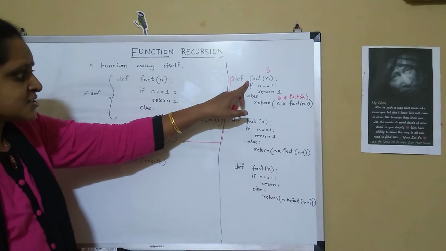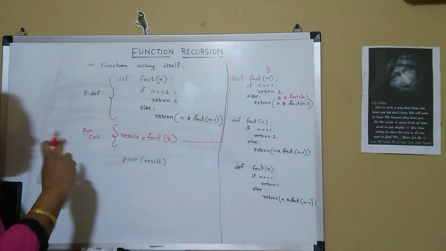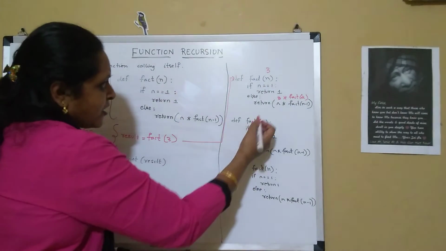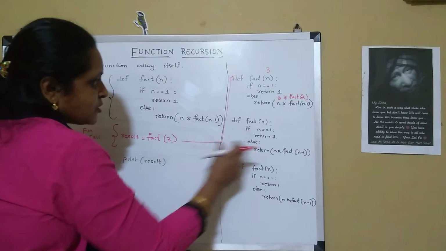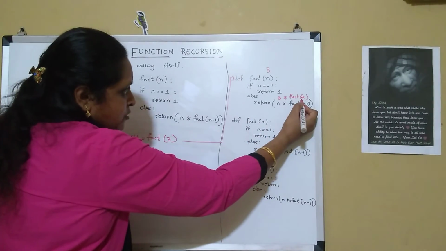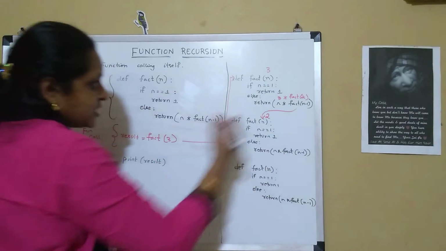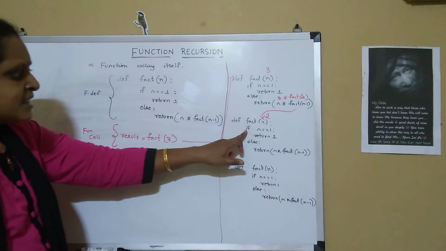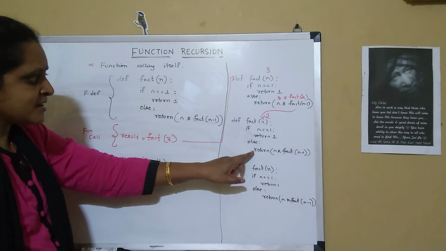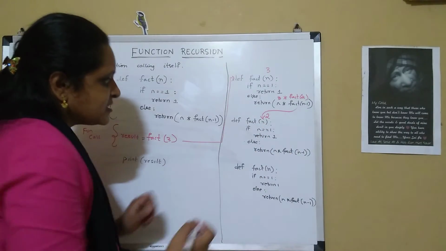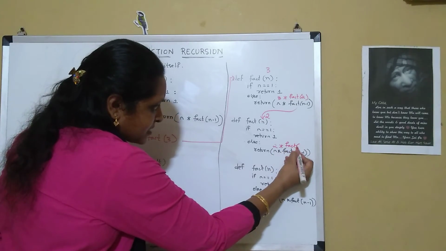So this fact function is again calling the same fact function itself. So it is calling itself. Now instead of calling this one, the same program I have written thrice. So let me call the same program here. So factorial of 2 will come over here. N will have the value equal to 2. Again n is not equal to 1, so it goes to the else condition and it will return n into fact n minus 1, that is 2 into factorial of 1.